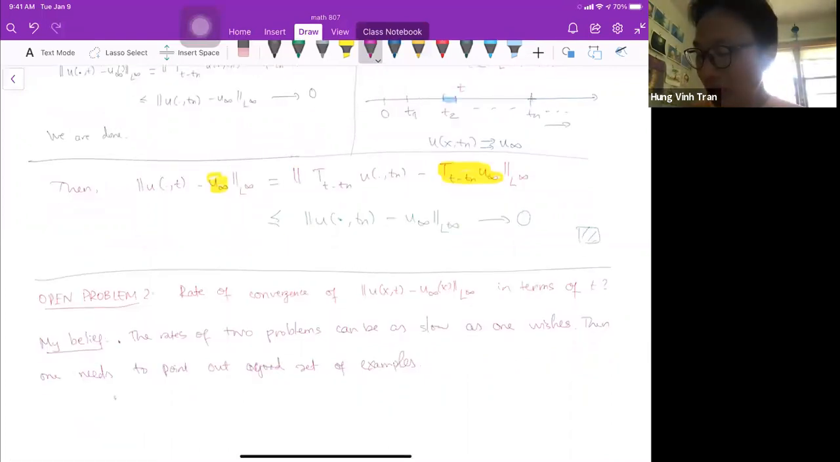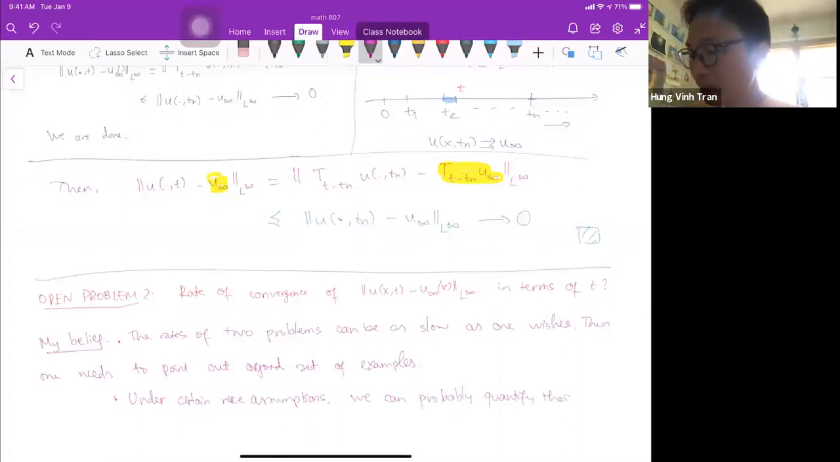And then the second belief that I have is that under certain nice assumptions, we can probably quantify those. I don't believe that we can quantify those easily or get optimal rates, but at least certain quantifications and certain ways of understanding better the limit and the process is really important.